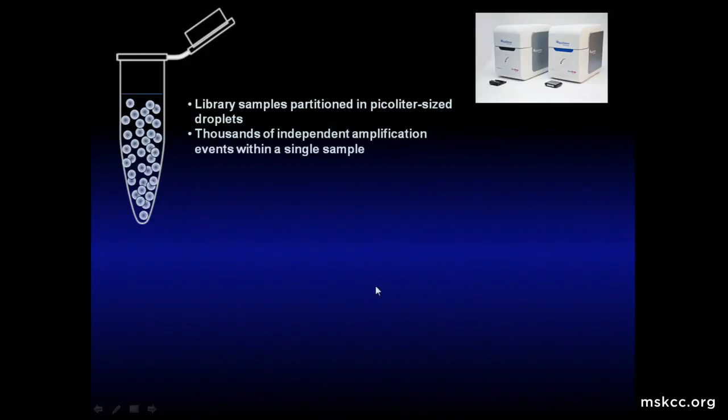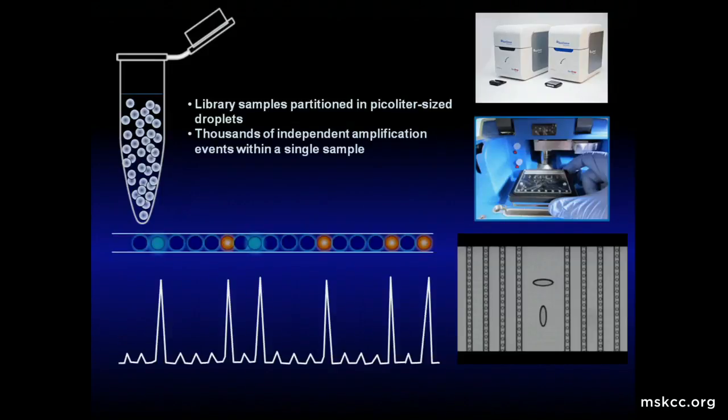So what you're doing is taking the patient sample and, again, making everything into small droplets, so each of those droplets becomes a vessel where you can do independent PCR, and you can have thousands of independent amplification events with every single sample. After the PCR, you're flowing that sample through a capillary, and then you're detecting what droplets have what signal.